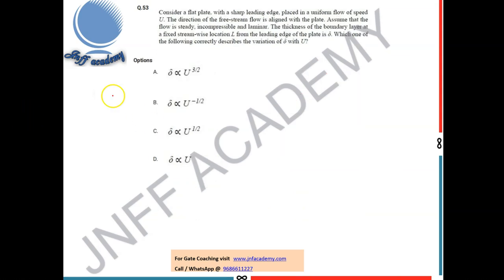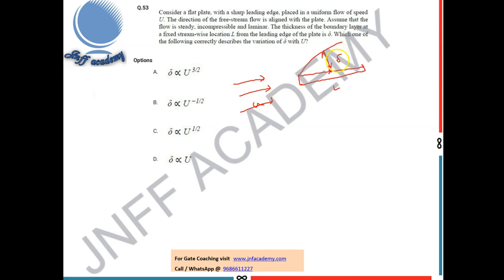Okay, this question is very straightforward. They have given a flat plate, and the velocity is coming like this, u infinity, and they are saying that there is a boundary layer formation like this at a certain location L. So let's assume this is the L location. The boundary layer thickness is given to be delta.